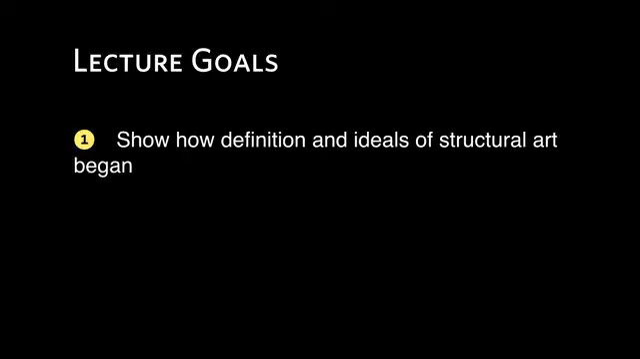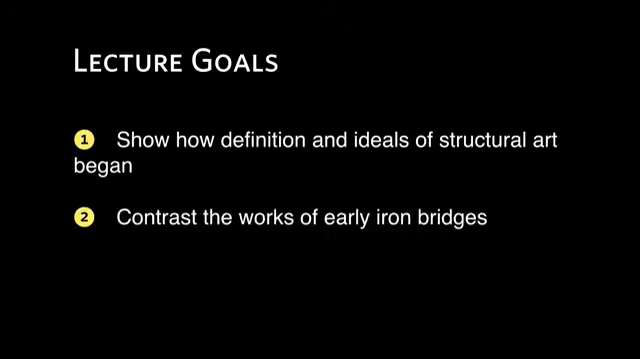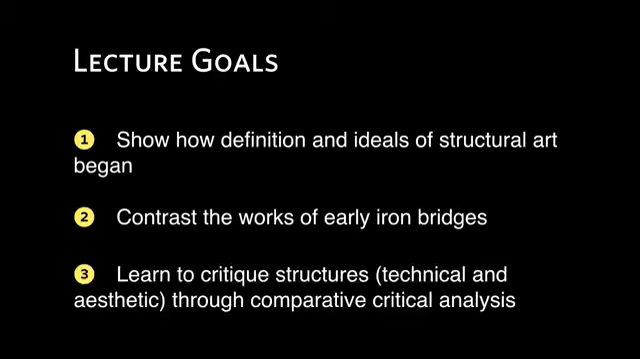I'm going to begin each lecture by defining some lecture goals. In this lecture, the goals are: 1, to show how the definition and ideals of structural art began, and as I mentioned, they begin in Great Britain; 2, contrast the works of early iron bridges; and 3, we're going to do that contrasting by critiquing structures through what we call a comparative critical analysis. In these analyses, we critique both the technical and aesthetic aspects of the bridge design.